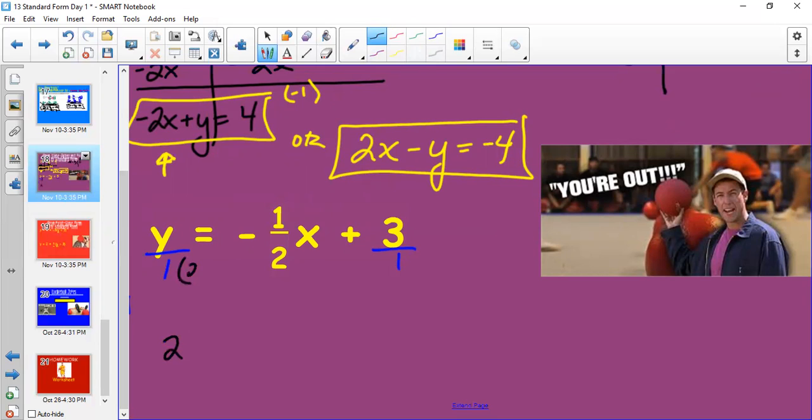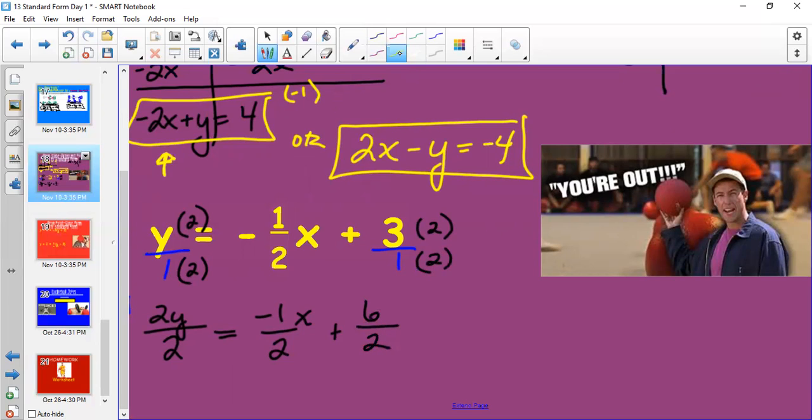So I'd multiply the first one by 2 to get 2y over 2 equals, it's already over 2, so -1/2 x. Plus, multiply that one by 2, which would give me 6 over 2. Okay, once they're all over 2, cancel them out. So I have 2y equals -1x plus 6.